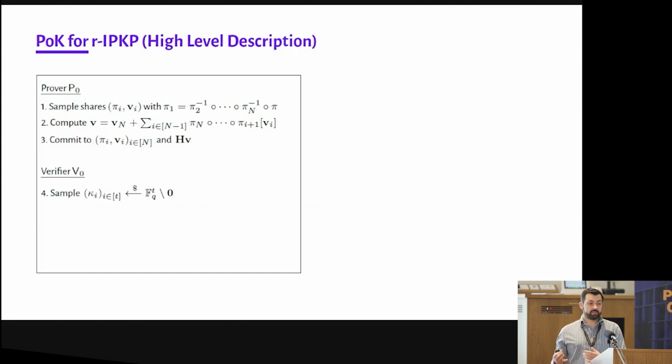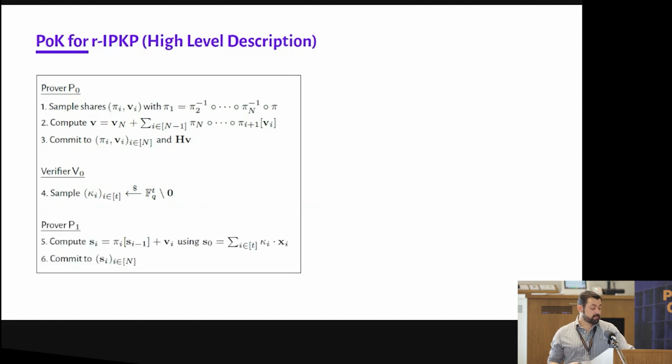After this, you get the first challenge, which is basically the linear combination you will try to solve the problem for. And then you have the core of the MPC protocol, which in our case is using the shared permutation technique on the vector S0, which is a linear combination of the xi. And once you do this, it's full classical MPC in the end.